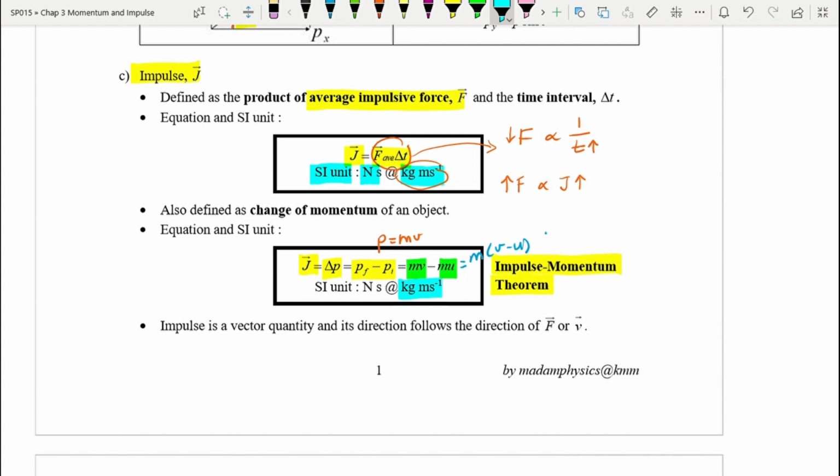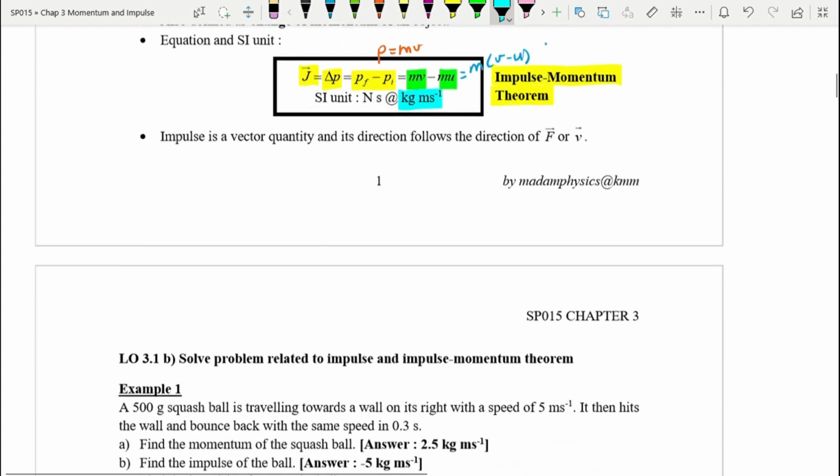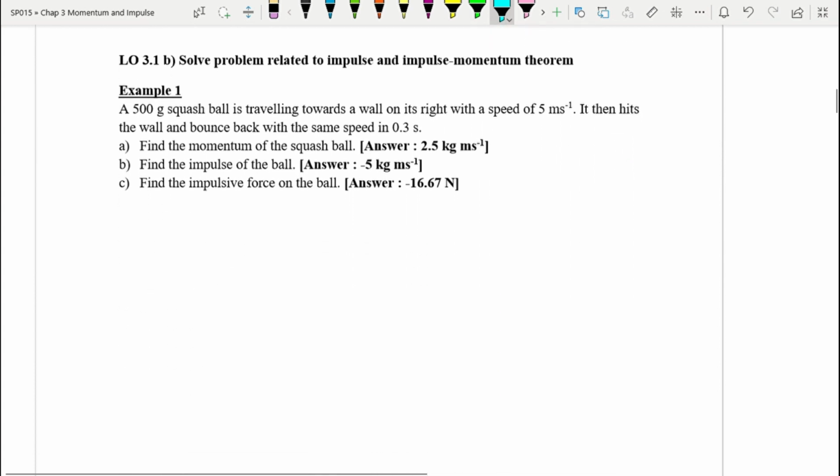Okay, so impulse also a vector quantity. Kenapa vector? Obviously ada force dalam formula impulse, ada momentum dalam formula impulse, so dia akan bagi vector quantity dekat situ. Okay, so now kita akan tengok pada example 1.